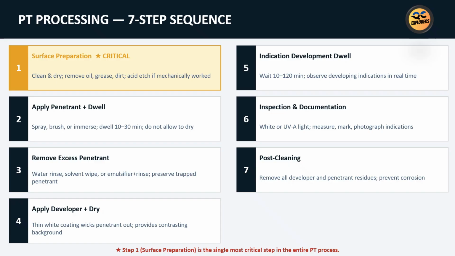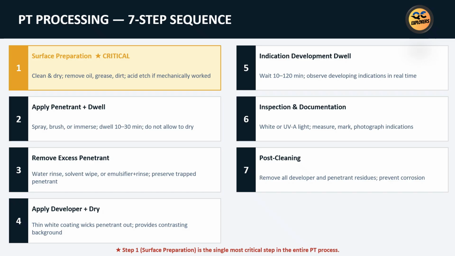Now we are looking at the complete 7-step PT process. And please remember this carefully. PT is a process-controlled inspection method. Every single step affects the final inspection quality. Now, Step 1, surface preparation. This is the most critical step in the entire PT process. This question appears very frequently in certification exams. If contamination blocks the discontinuity opening, penetrant cannot enter. And once penetrant cannot enter, the inspection becomes unreliable.